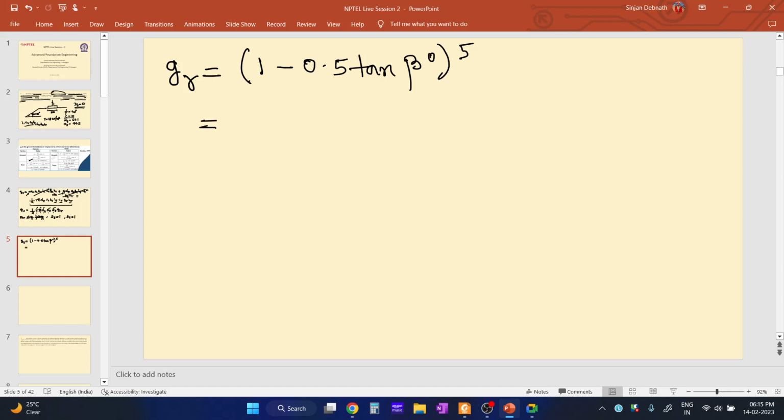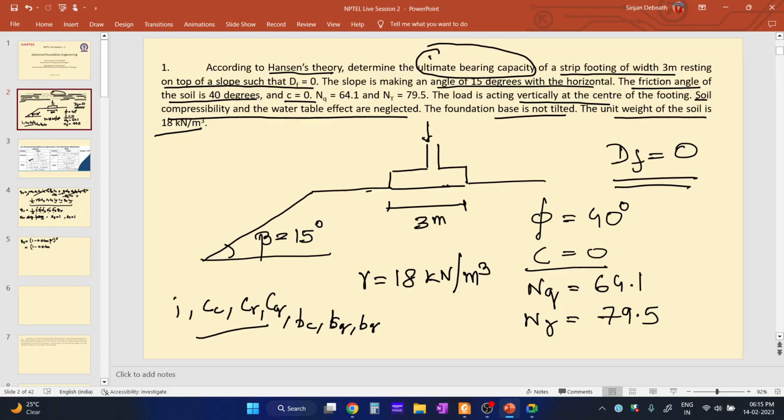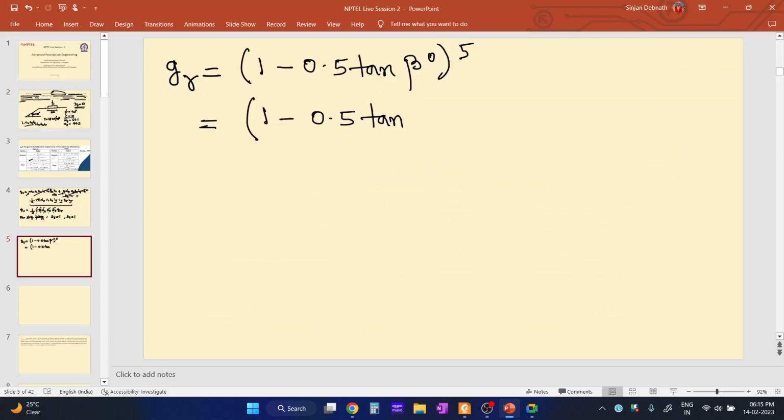So 1 minus 0.5 tan of beta. So what is beta? Beta is the sloping angle, which is 15 degree in this case. So (1 minus 0.5 tan 15 degrees) to the power 5. Now if we solve this, we will get 0.487. This is the value of the sloping ground factor.